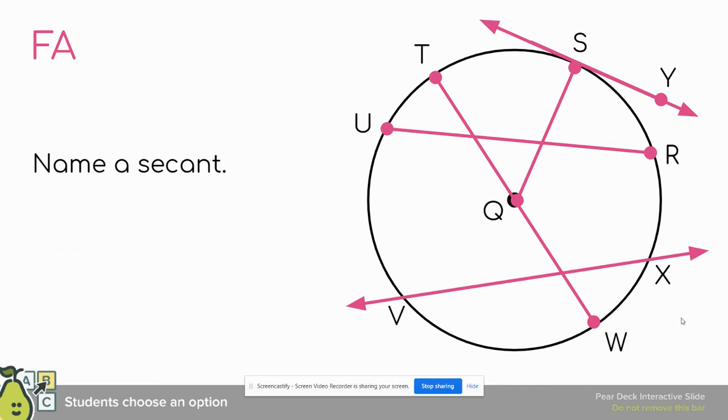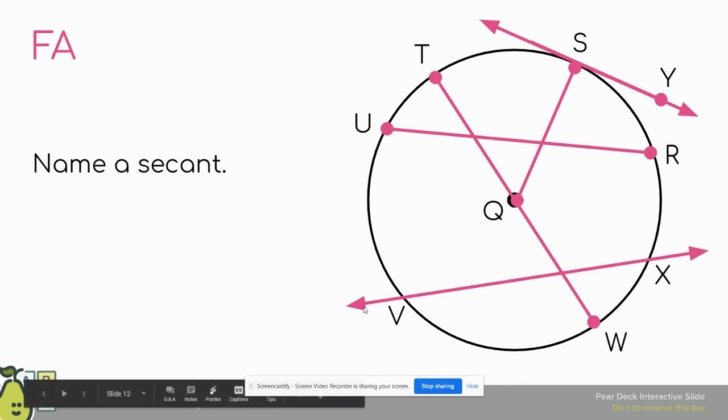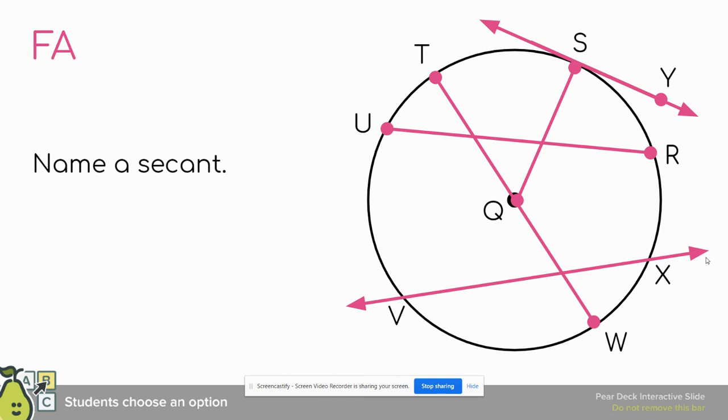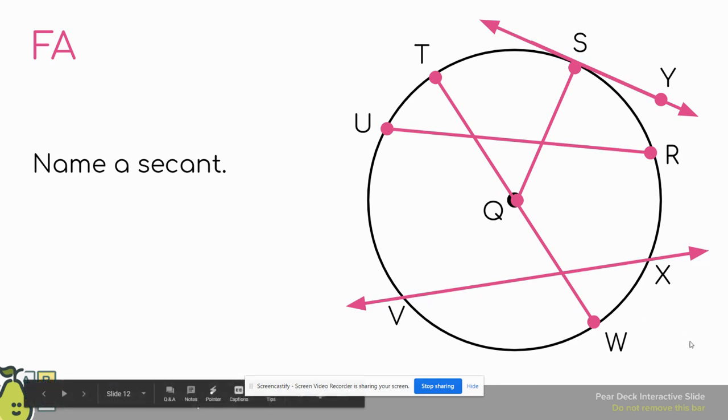So this is the same circle from earlier. This time try to find a secant. So you should have chosen this guy right here, VX. Remember, secants are lines, so we want something that has arrows. And secants cross 2 times. So we want a line that crosses 2 times. VX, XV is a secant.